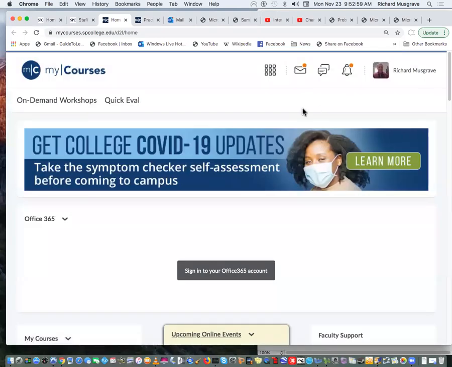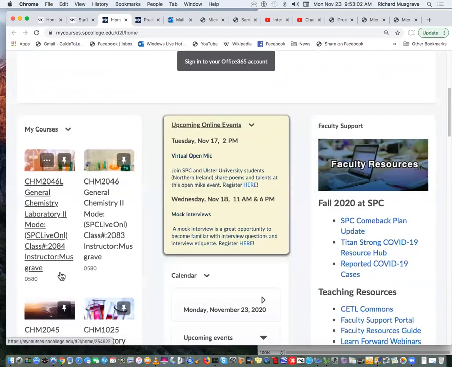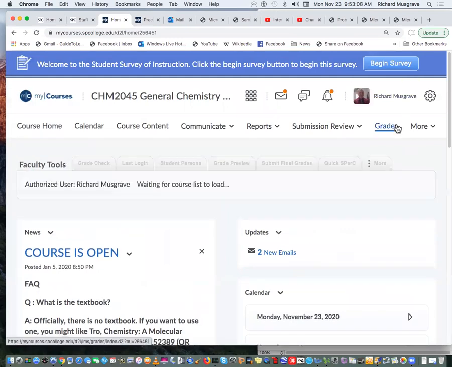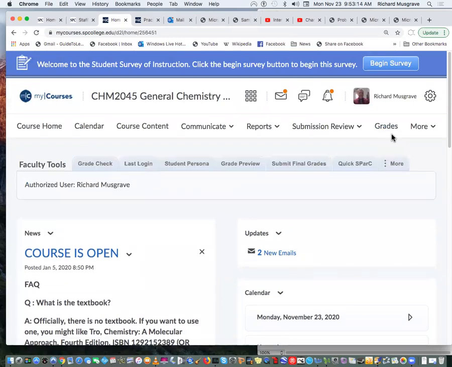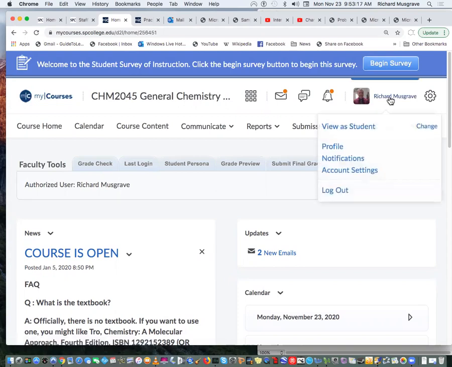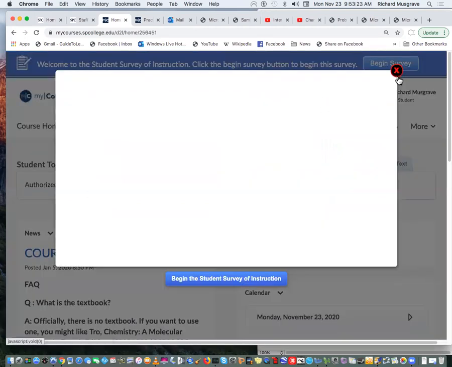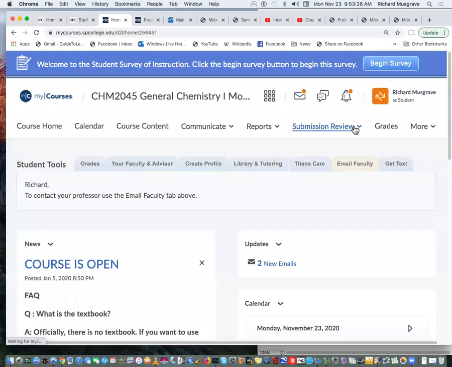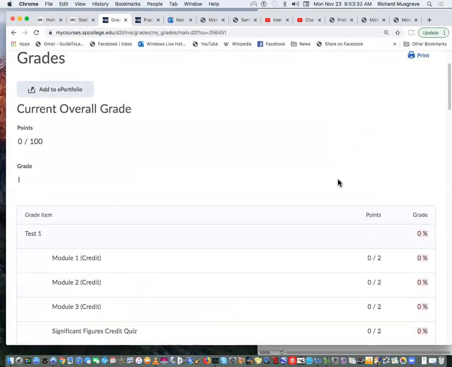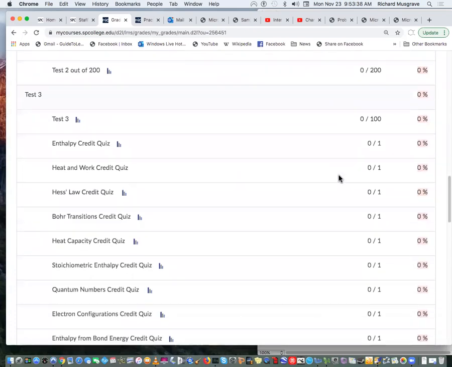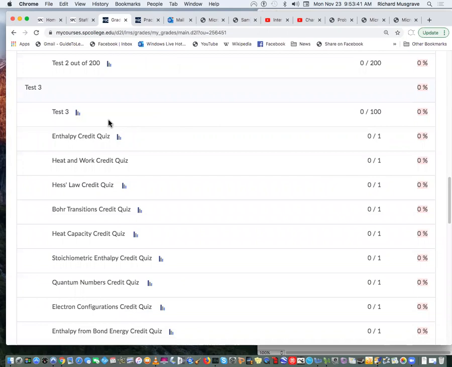Well, that's a good point. Let me show you how you can easily tell. I know it's a fairly convoluted grade book, but it is very comprehensive as well. There's a lot of information in the grade book that you have access to. Okay, let's have a look at grades. So this is how you see it as a student, and we're looking at test three here. So there's your test three grade there, right?